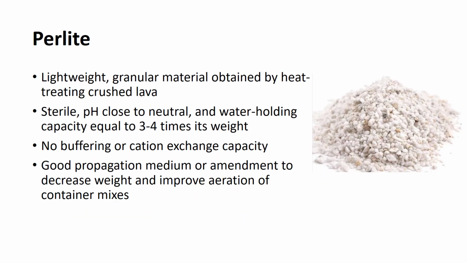Perlite is a lightweight granular material obtained by heat treating crushed lava. It weighs less than 8 pounds per cubic foot. It is sterile, has a pH close to neutral, and a water holding capacity on the surface of the particles equal to 3 to 4 times its weight. The material is without either buffering or cation exchange capacity. Perlite is a good propagation medium or an amendment to decrease weight and improve aeration of container mixes.